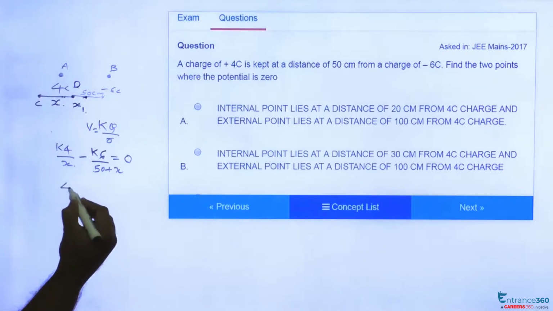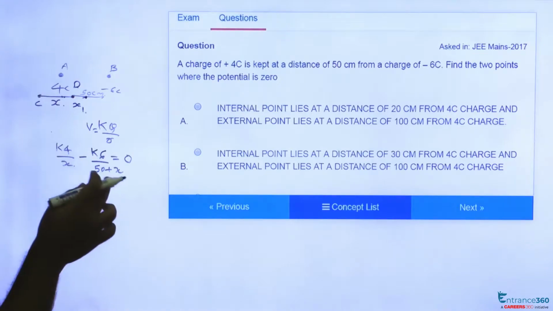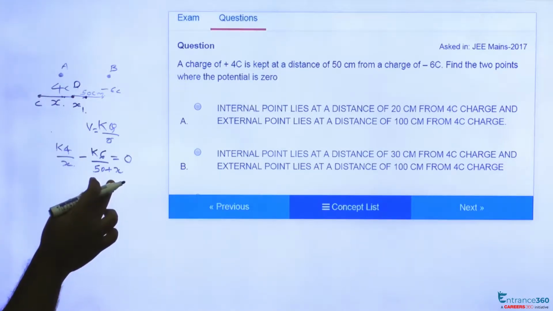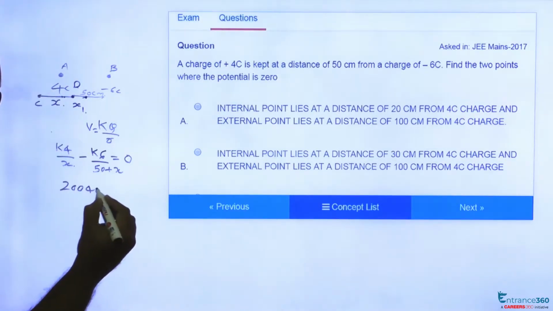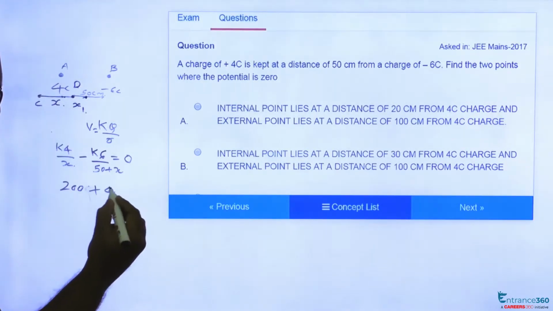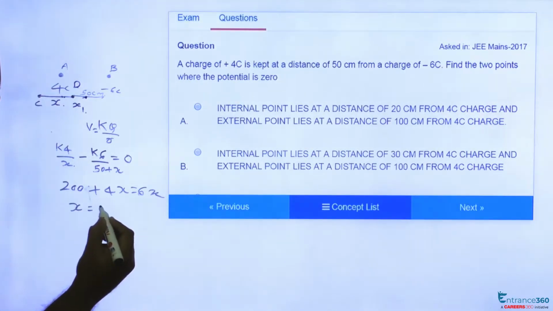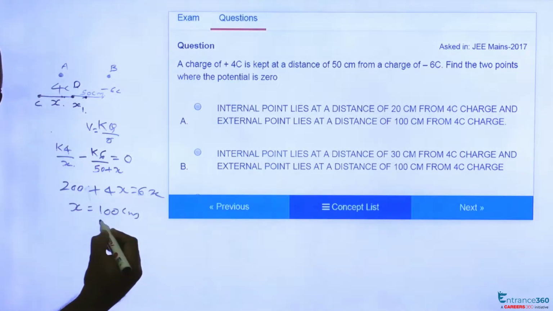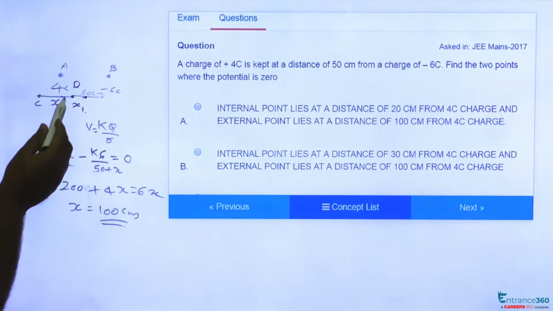Or, this is 4 into 50 plus x, 200 plus 4x equal to 6x. So x equal to 100 centimeter. This is one case.